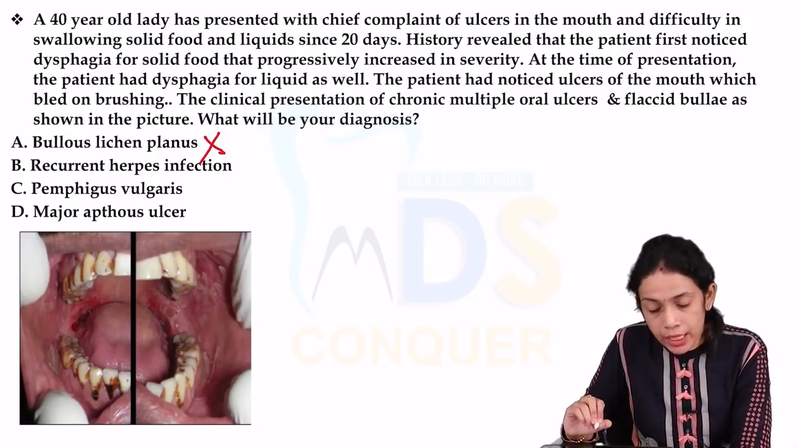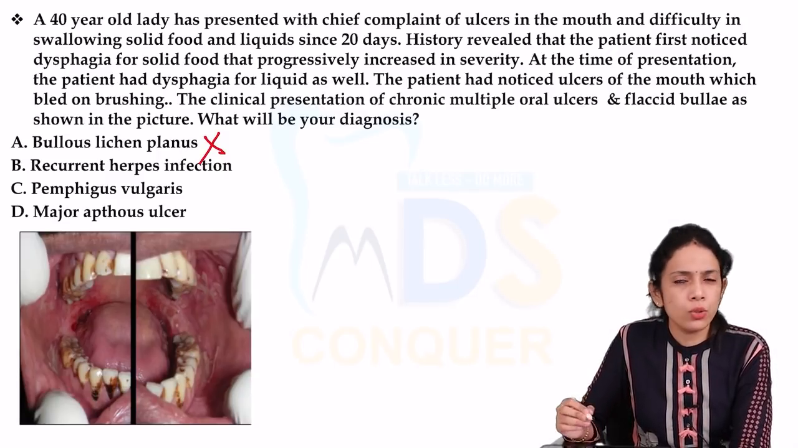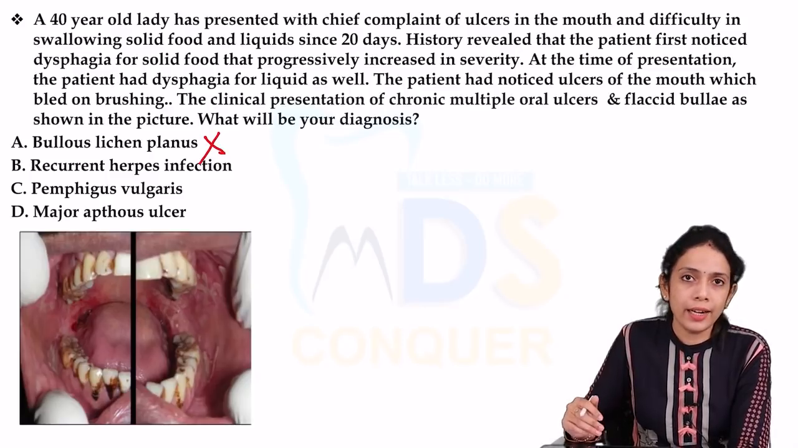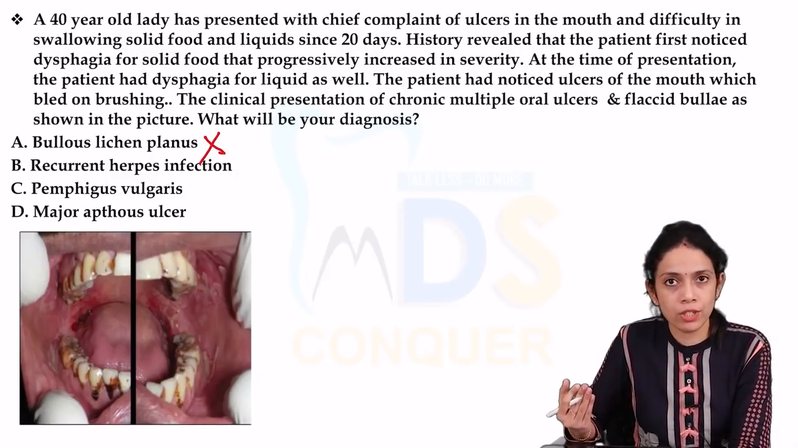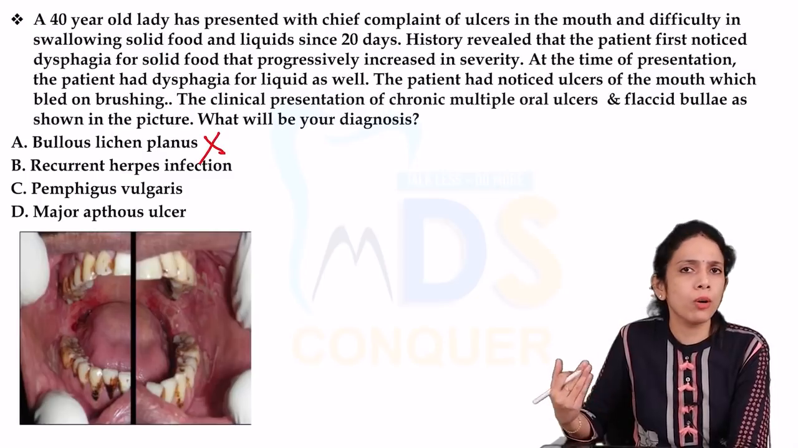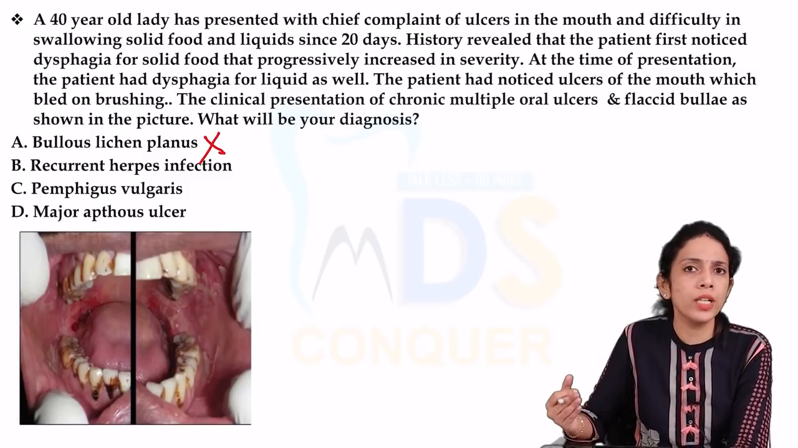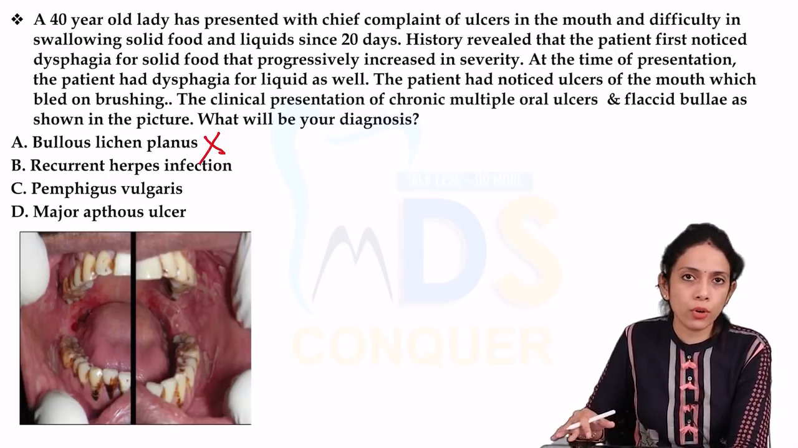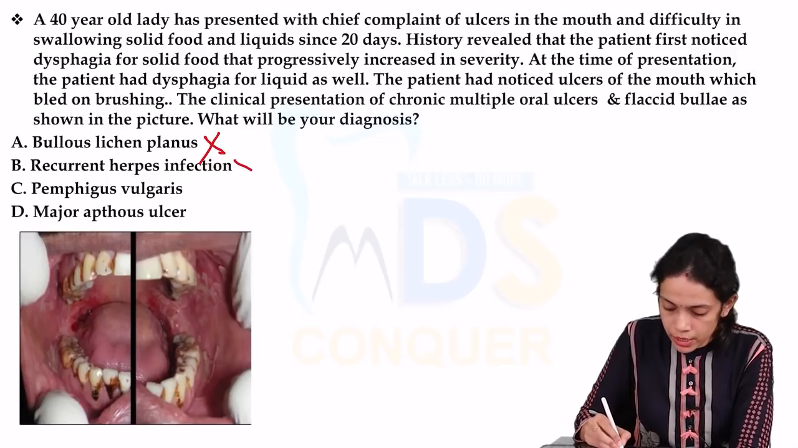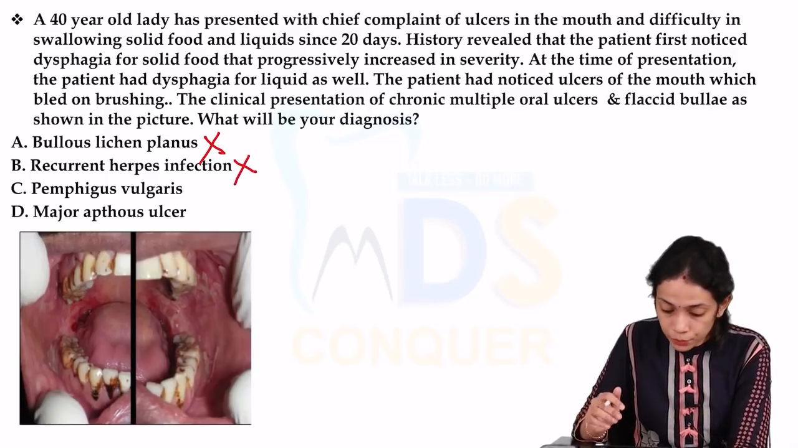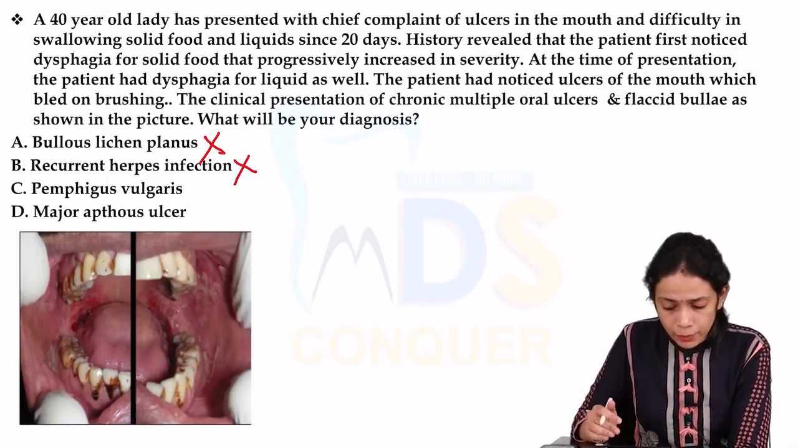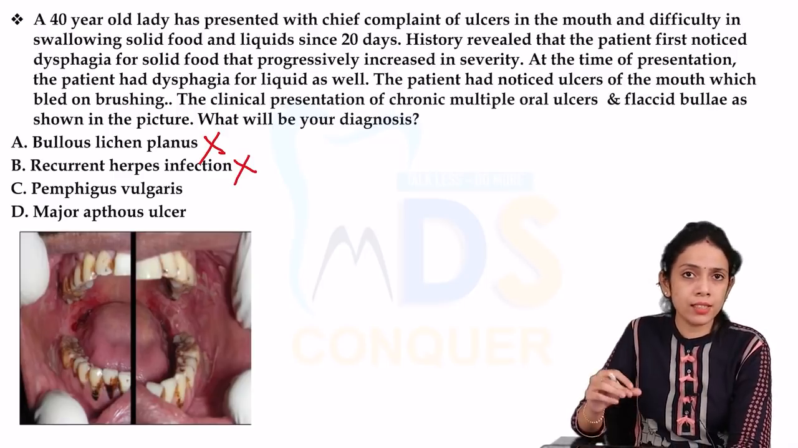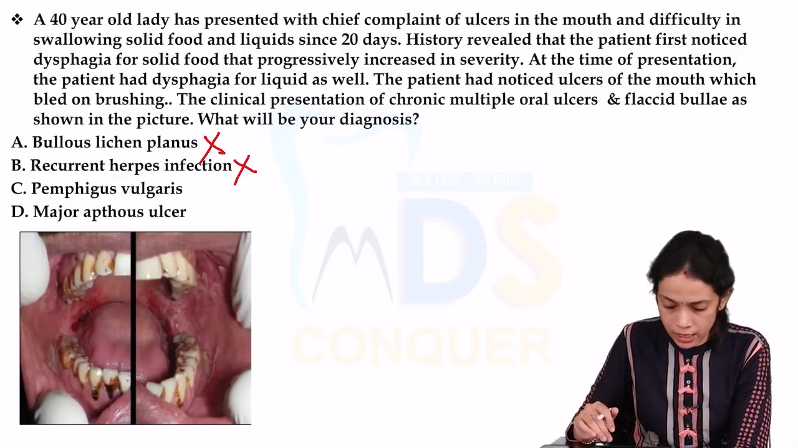Next, coming to recurrent herpes infection. Usually it is common in children, and herpes being a viral infection, patients will have prodromal symptoms, most commonly like fever, malaise, etc. In this particular patient there were no prodromal symptoms, so recurrent herpes infection cannot be the answer. Next, major aphthous ulcer and pemphigus vulgaris is where you have to be careful to choose the answer.